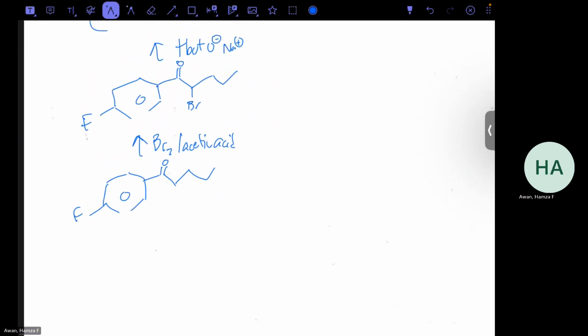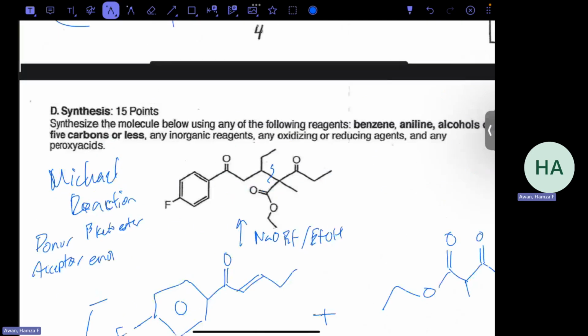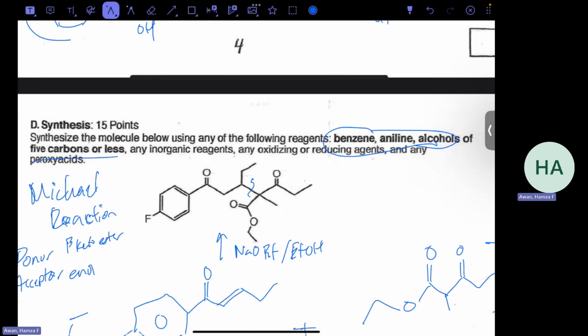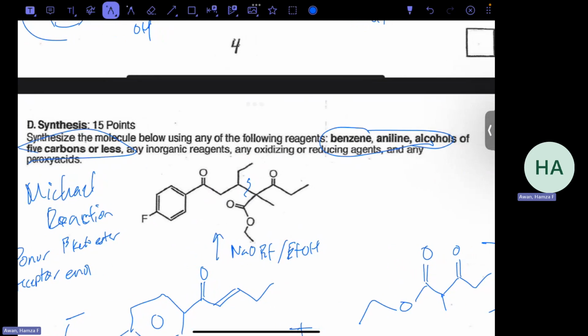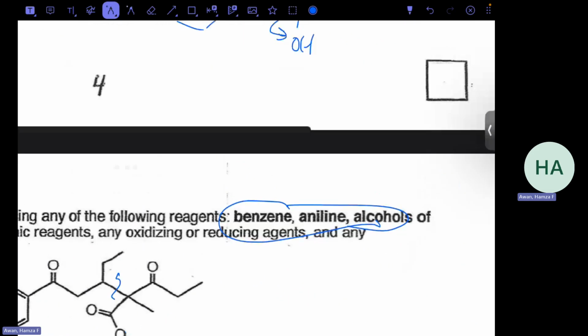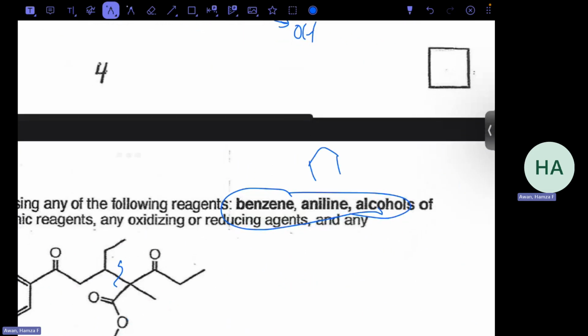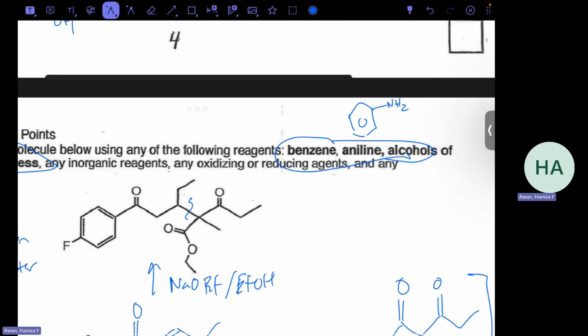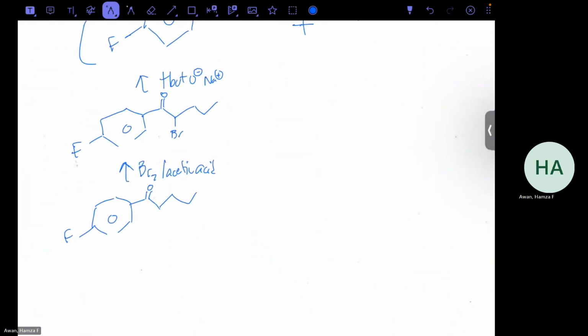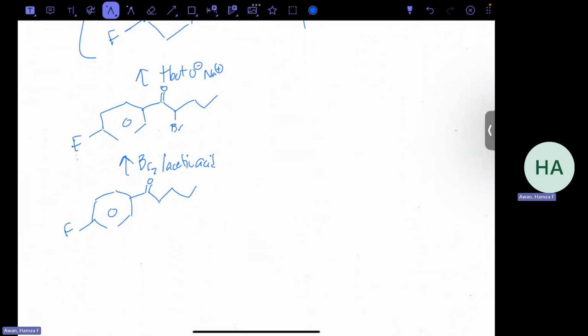And sorry, I should have gone over. We can start from benzene, aniline, or alcohols of 5 carbons or less. Always look at this first. Don't be like me. So benzene, aniline, alcohols. Just a real quick reminder, aniline is this with the NH2, right? And we know what alcohols of 5 carbons or less are, so that's fine. So Br2 and acetic acid.